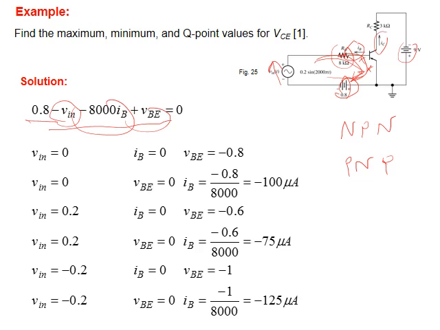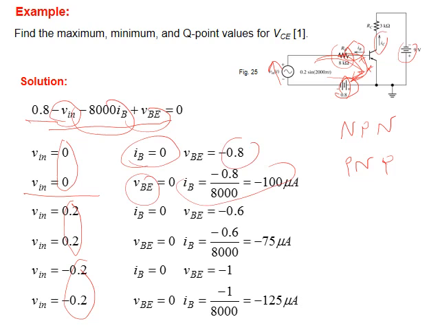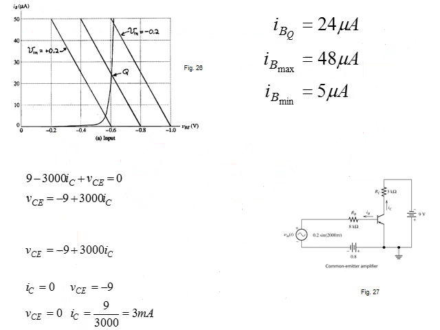What about the calculation? We repeat the same discussion. We assume input voltage to be 0, highest value, lowest value. For each one of them, as an example, when Vn is 0, we assume IB 0 to find V base emitter. We assume V base emitter 0 to find I base. So the same procedure and discussion are repeated here. Also, we have 3 lines. We got from these lines I base for maximum, minimum, and quiescent point.